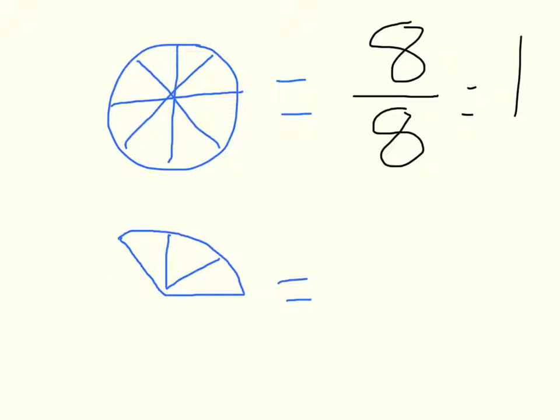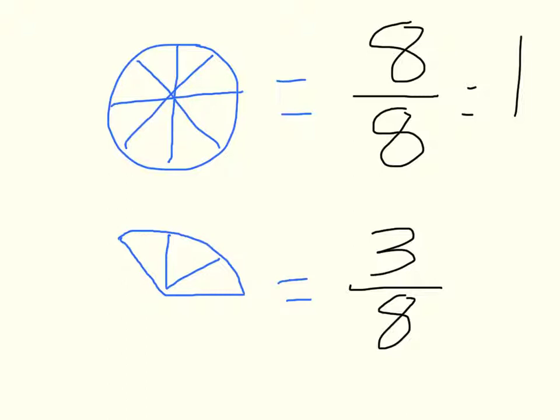Now the bottom here is the 3 pieces of pizza that you had. So if you have 3, then it goes on top, and if you need 8 to make a whole, then it is 3 over 8.